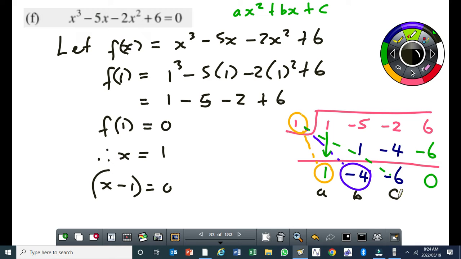So what this means is that the polynomial is going to be equal to x minus 1 times a, which is 1, so that will be x squared, b is minus 4, that will be minus 4x, c is minus 6, that will be equal to 0. Now, it's important for you to know that a cubic polynomial can be written as a product of a linear polynomial and a quadratic. I'm already smiling there because I can factorize this trinomial.